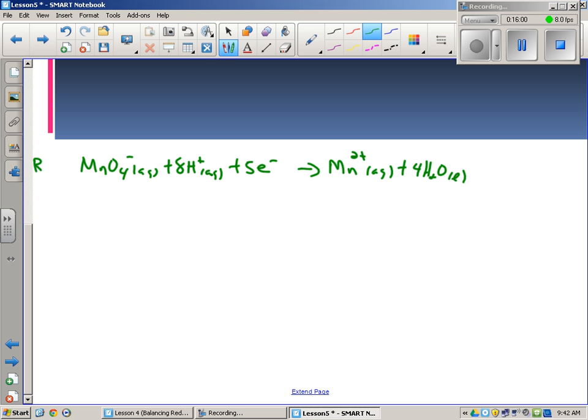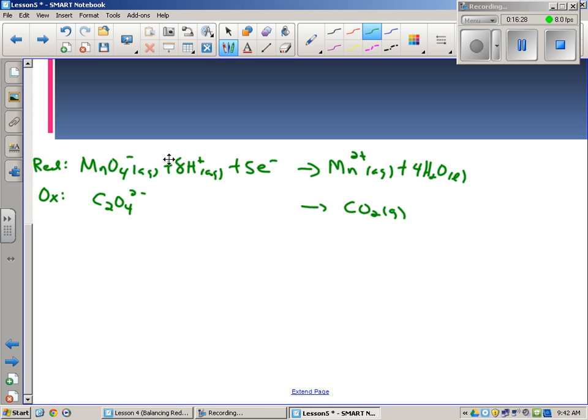This is obviously my reduction, therefore. My oxidation will come next. Okay? Add up the left side versus right side, guys. 1 minus, 5 minus, that's 6 minus, and an 8 plus, that's a 2 plus, and on the right side I got 2 plus. What else do I have here? Well, I got C2O4 2 minus, and that needs to go to CO2 gas.